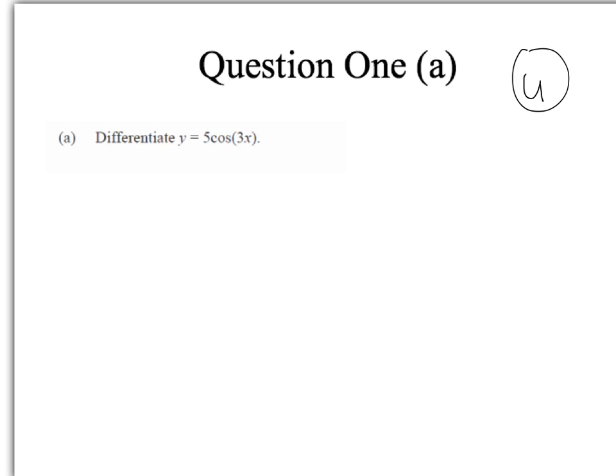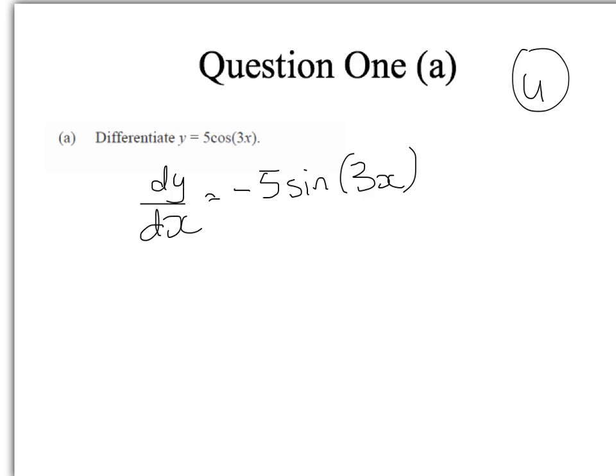This is the chain rule, so dy by dx will be equal to -5 sine 3x. This is the derivative of the outside function, which is cos, times the derivative of the inner function, which is just going to be 3, giving us -15 sine 3x. Okay, next slide.